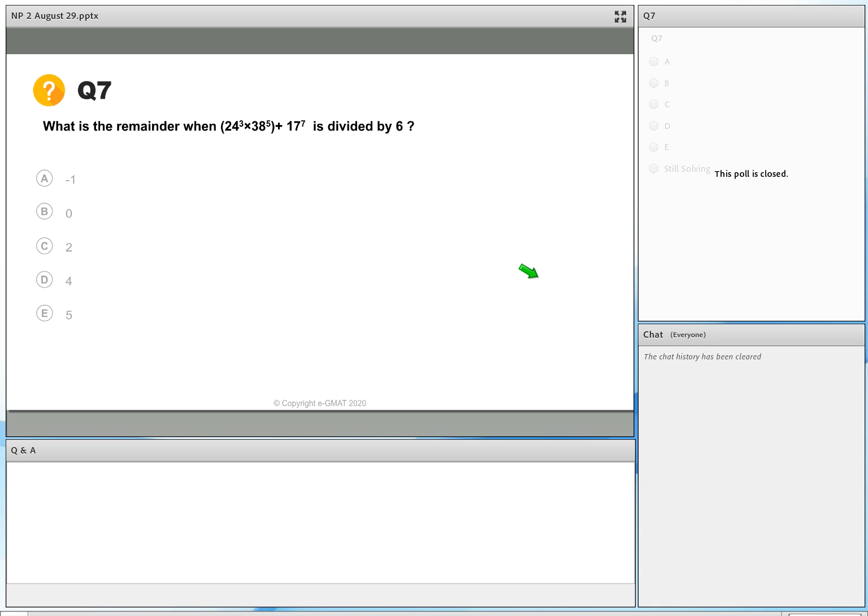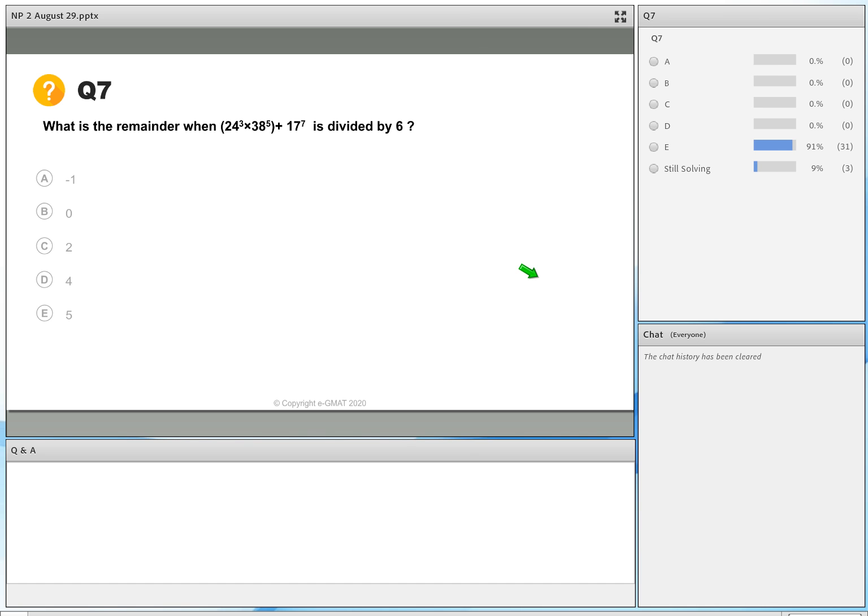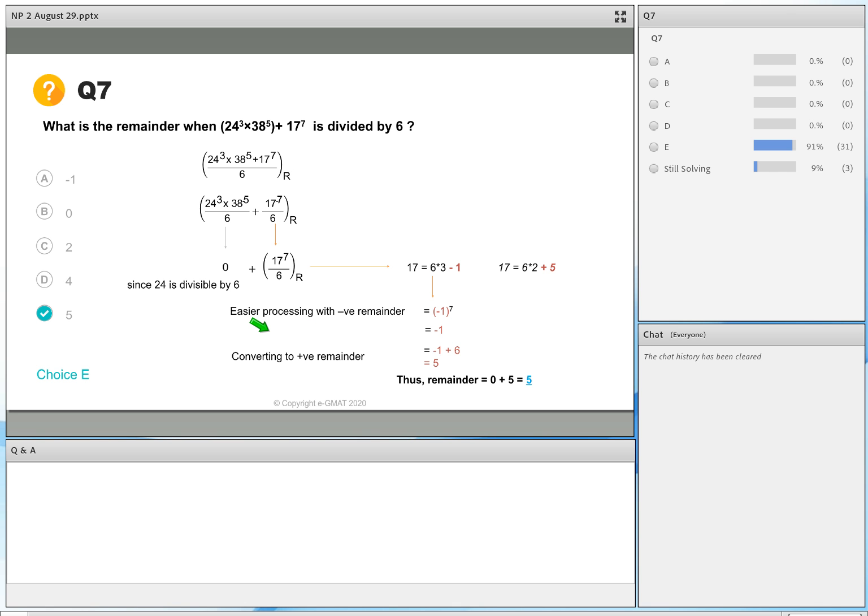Okay, sorry, I forgot to stop the broadcast while you were doing it, but I hope that you still did it how you should have done it. The correct answer is E. Yes, let's discuss this. Again, the first part just vanishes. 24 is already divisible by 6, so the remainder from that part is 0. It's only about this part, 17 to the power 7, being divided by 6. And again, it just means 17 is being multiplied with itself 7 times.